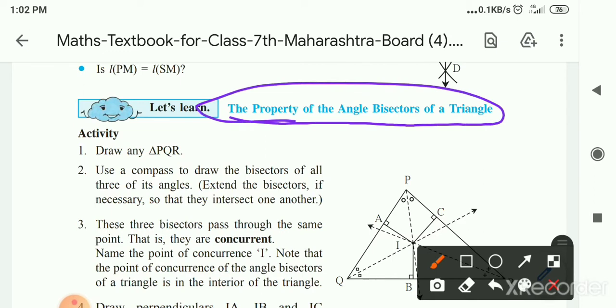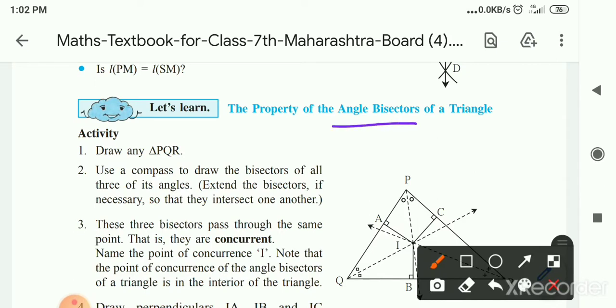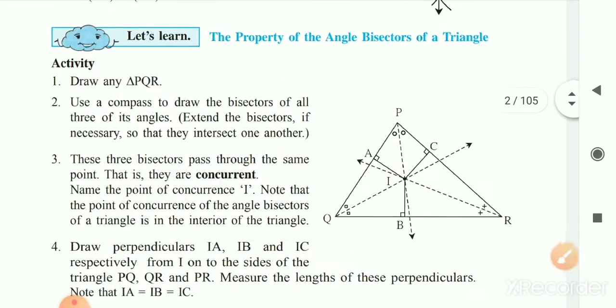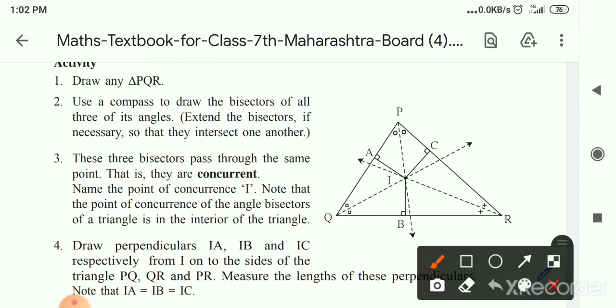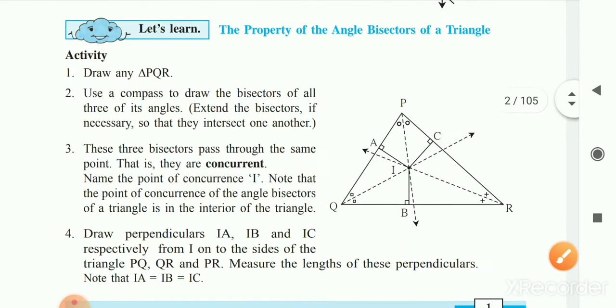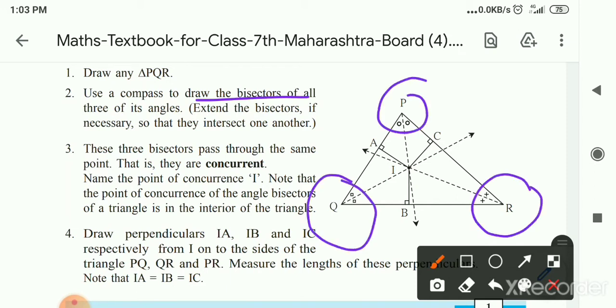For this construction we have to draw angle bisectors. I will quickly tell you the steps. First of all, draw triangle PQR. Then afterwards, by using a compass, we have to draw the angle bisectors for angle P, angle Q and angle R.